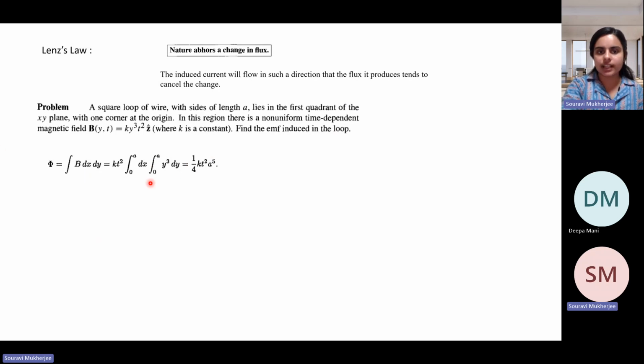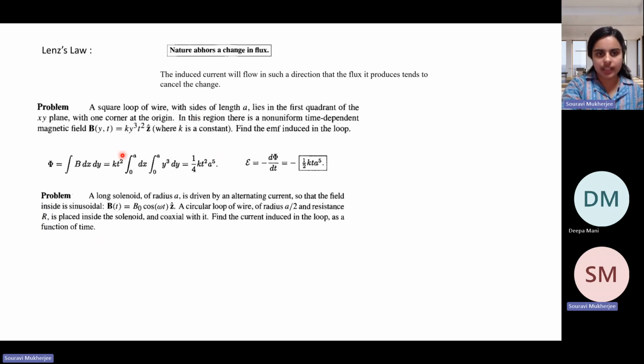So this is your flux, and it has a time dependence, right? So now what is EMF? EMF is minus the rate of change of flux. So if you do that, you get something like this. So this is how you find the expression for EMF while you have a changing magnetic field or changing area. Okay.